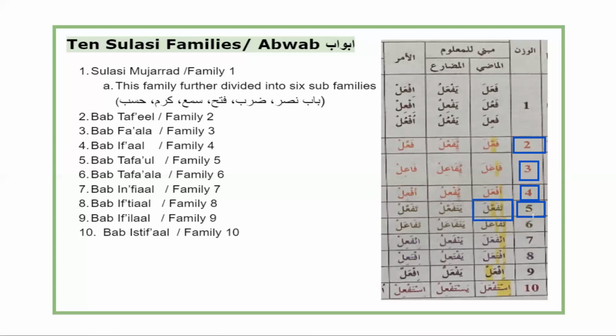From the 5th family onward, we have 2 additional elements. In the 5th family, we have ta at the very beginning of the word, which is coming from the family. And Ain Kalma is also doubled, just like Bab Taf'il, the second family, where we have Ain Kalma doubled. So let's go to the next slide.